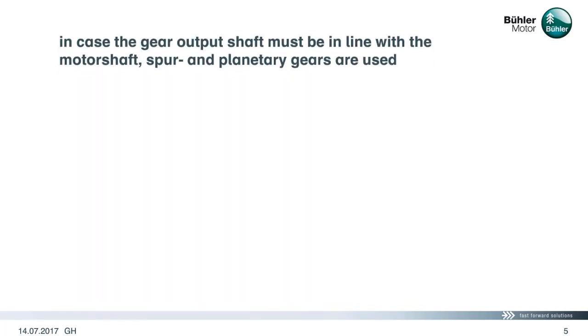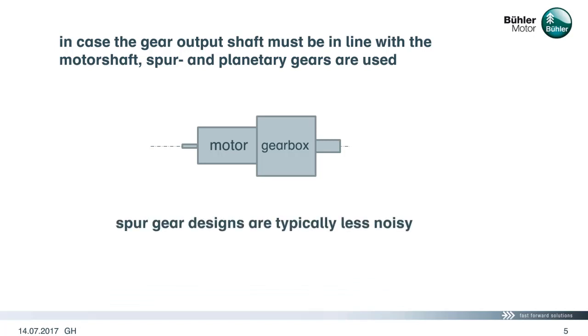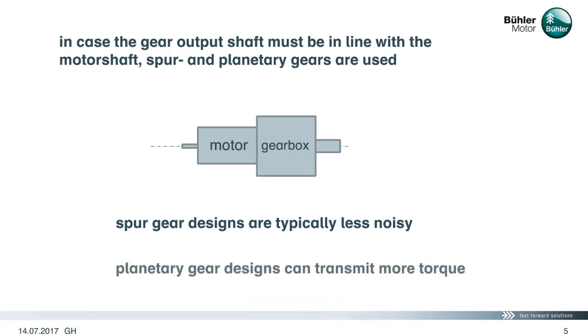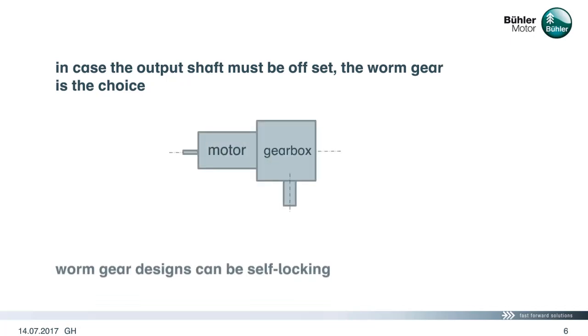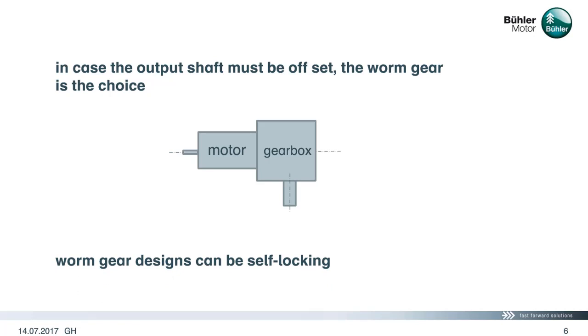In case the gear output shaft must be in line with the motor shaft, spur and planetary gears are used. Spur gear designs are typically less noisy. Planetary gear designs can transmit more torque. In case the output shaft must be offset, the worm gear is the choice. Worm gear designs can be self-locking. It is the application, respectively the application requirements, that define the type of gearbox to be used. Space restrictions are also an indicator for the choice of the gear design.